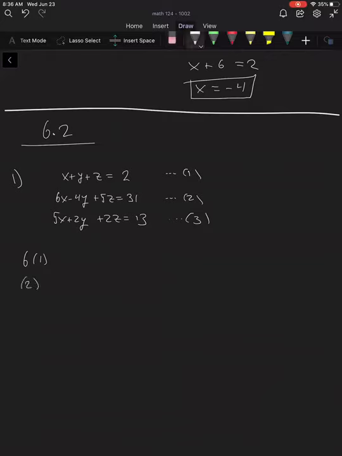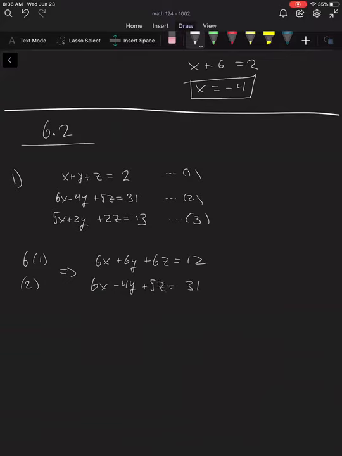So doing that, 6 times equation 1 is going to be 6x plus 6y plus 6z is equal to 12. All I'm doing is multiplying this equation right here by 6. And then rewriting equation 2, we have 6x minus 4y plus 5z is equal to 31.